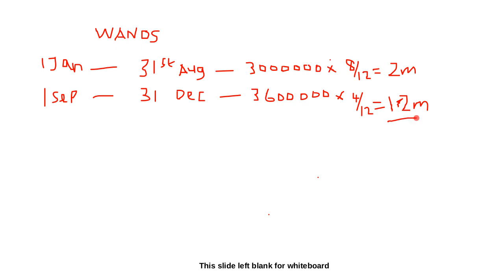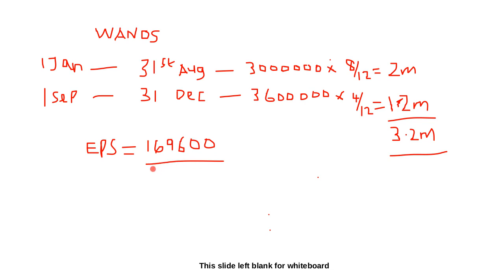Okay, if we add these two, we have 3.2 million. So our WANOS is 3.2 million shares. Now, once we have this, now our earnings per share equal to the net profit that is attributable to ordinary shares, which we got as 169,600, divided by WANOS, which is 3,200,000 shares.